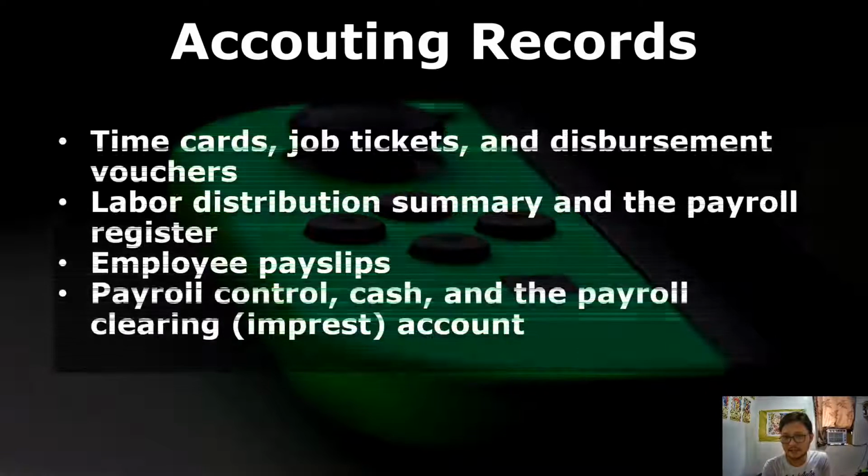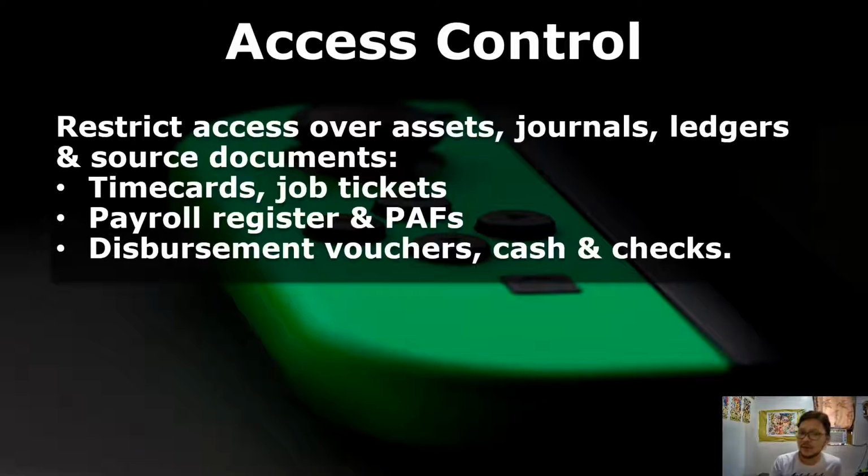So, on to the next. Accounting records. Here are the important documents in the payroll cycle. All of them were mentioned earlier na, so just go through them on your own. Or you can pause the video if you want. After accounting records, come access control. Ano-ano po ang mga assets, journals, ledgers, and source documents na kailangan ma-restrict? You have time cards, job tickets, payroll register, and payment action forms, disbursement voucher, cash, and checks. The main thing in access control is these documents should be restricted from anybody's access.